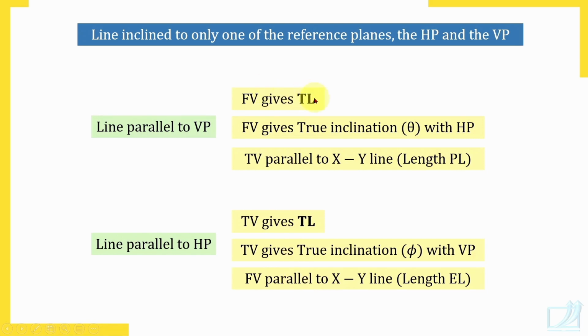Also here, remember, true length is always associated with true inclination. True length always gives true inclination. Not only that, if front view is true length, then top view is parallel to XY line. And if top view is true length, then front view is parallel to XY line. This information is very important when you solve problems, not just on lines, but also on sections of solids or projections of planes, etc.